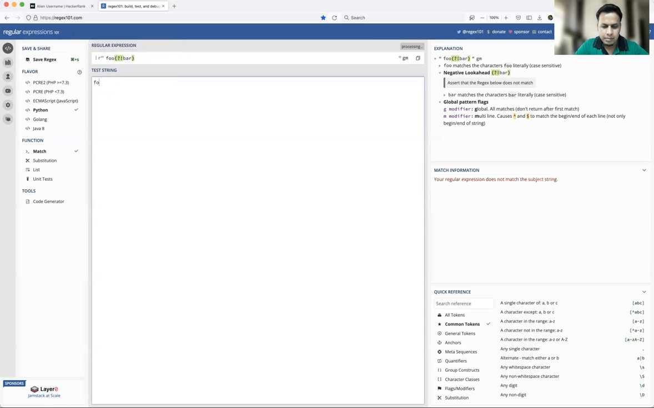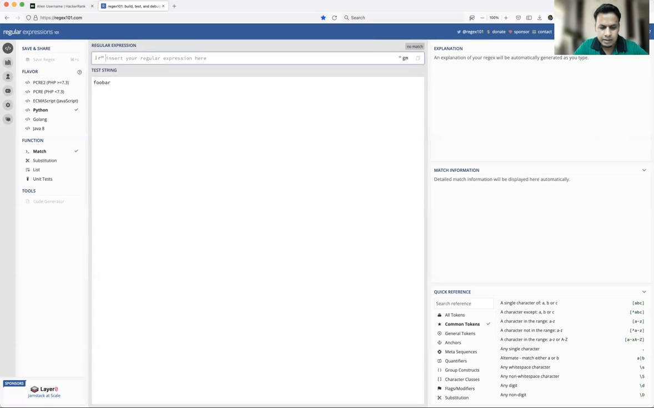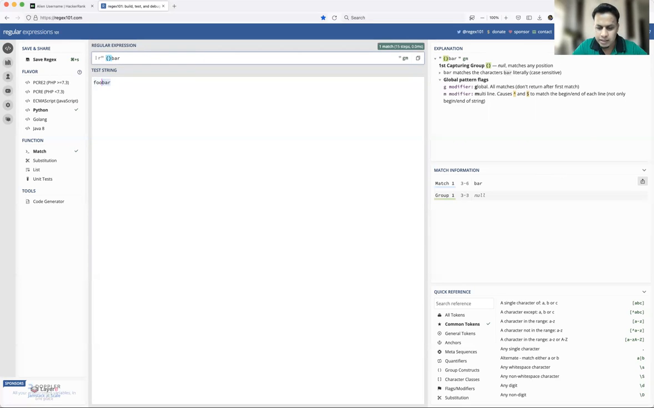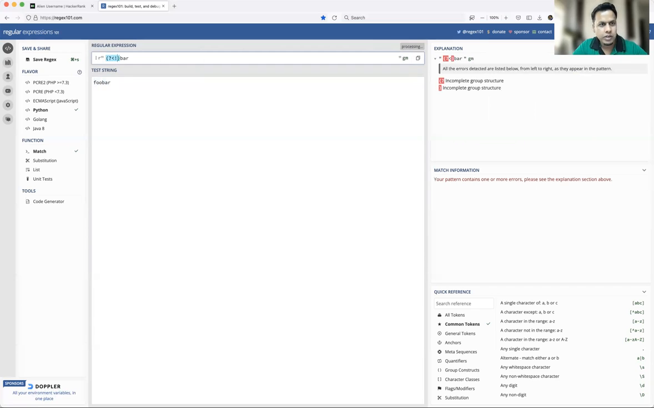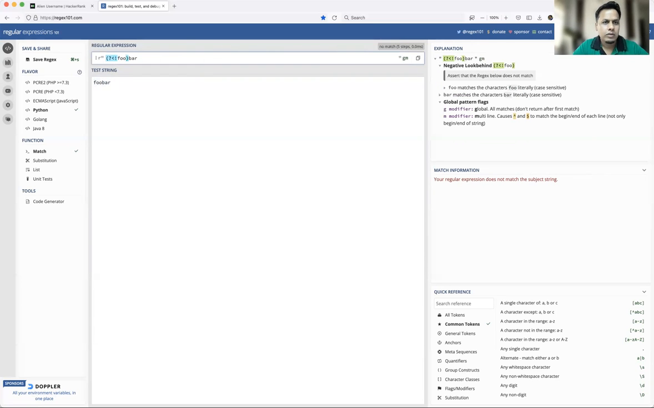Now let me take same example and change it. So now we'll take negative look behind. So I'll search bar, but before that I want to make sure that question mark, this not equal to foo. So I would like to search bar only when foo is not present behind. Okay, see here. So this particular test case is not recognizing any bar. Why? Because foo is present and I don't want to see foo right before the bar, right? But before bar anything is present, go ahead and recognize that word.